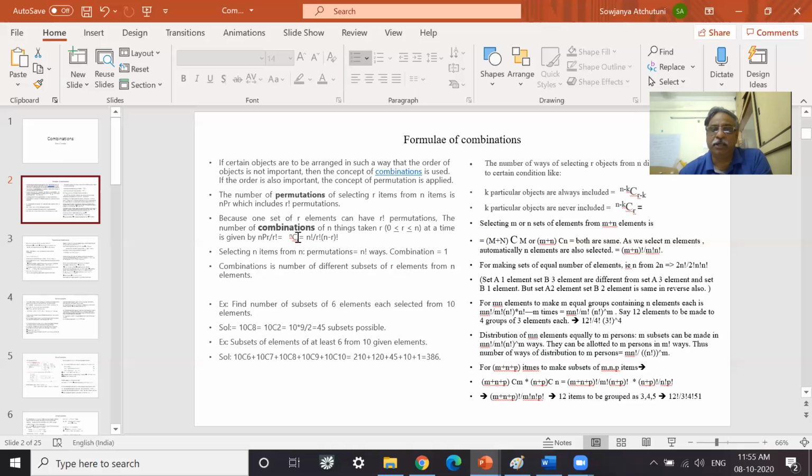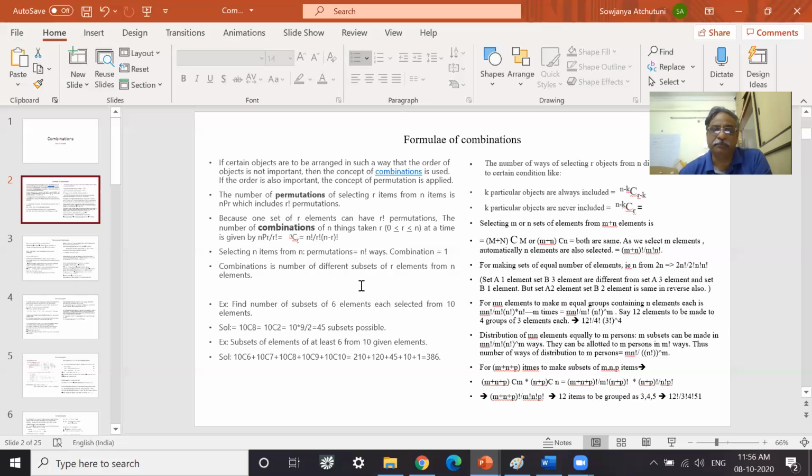See, nCr is n factorial by r factorial into n minus r factorial. We can also write this as n minus r factorial into r factorial. We can interchange n minus r factorial first, r factorial later. Then this can also be said as nC(n minus r). So that means nCr and nC(n minus r) both are the same, because in the combination, n minus r factorial and r factorial are only interchanged.